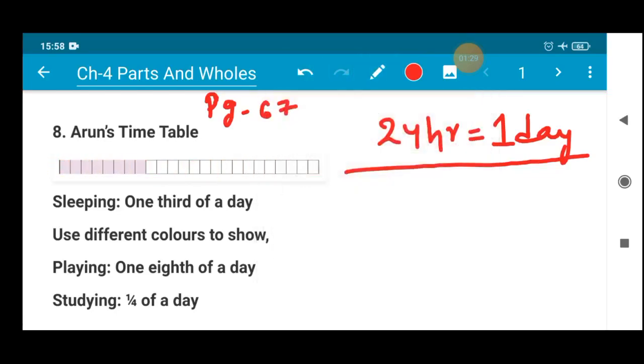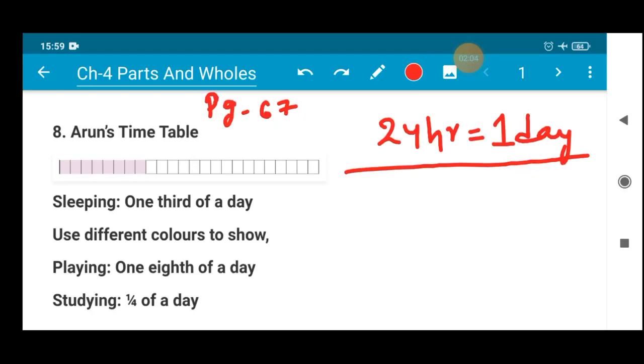So in 24 hours, the box you can see here, 1 2 3 4 5 6 7 8, this box is colored one, right? And this 8 box is representing that in 24 hours, for this many hours Arun is spending some time. So that we have to do in this sum. Sleeping, he is doing 1/3 of a day. Use different colors to show, playing 1/8 of a day, studying 1/4 of a day.